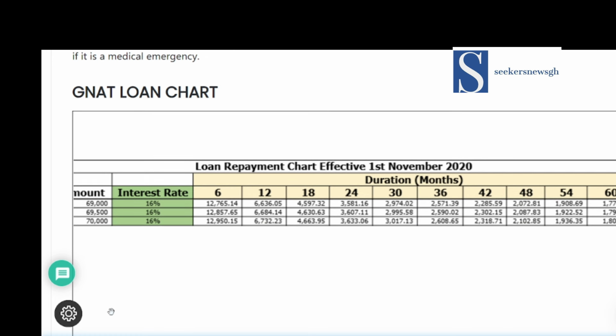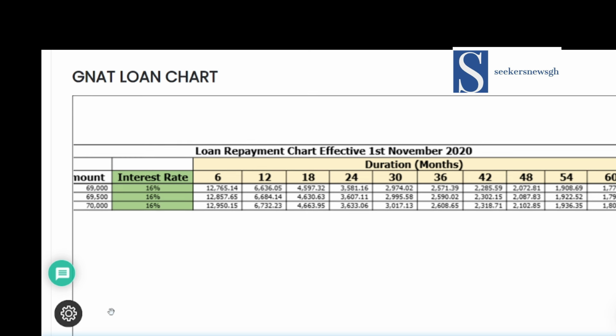Alright, so these are the loan amounts, loan repayment charge 31st November 2020, and this has not changed, but the policies around it have changed. Okay, so the interest rate is 16%. So if you have taken 70,000, you pay for 60 months, you pay 1,804.40.